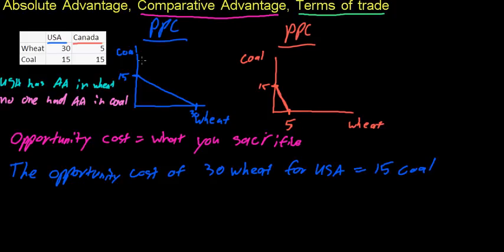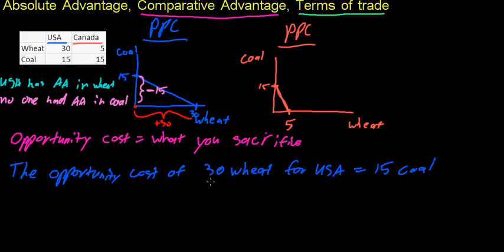And so here's how you interpret the graph. To go from 0 units of wheat to 30 units of wheat, so this is plus 30, you have to sacrifice 15 units of coal. So you give up, or you minus 15 units of coal. So then we can simplify this. We have that 30 wheat is equal to 15 coal.